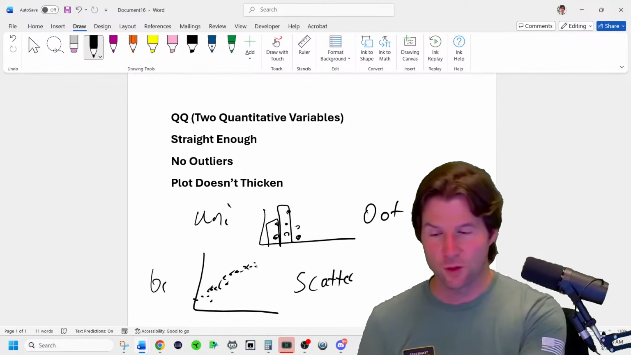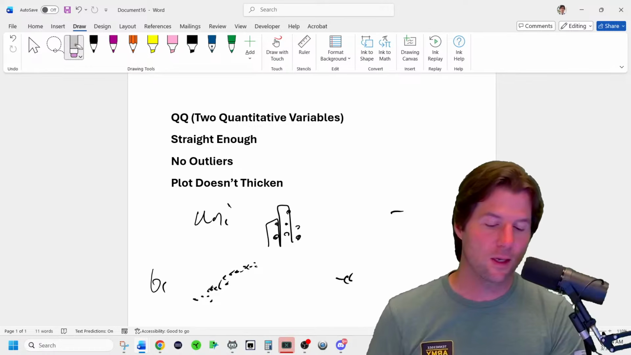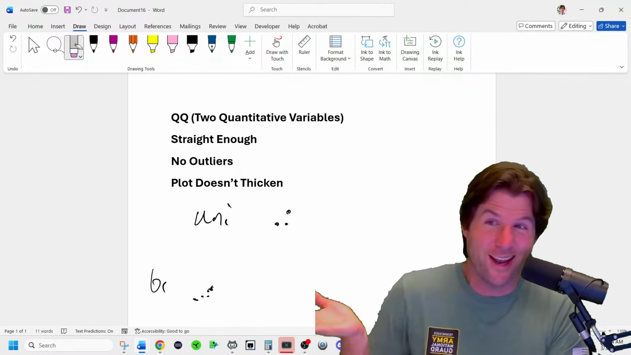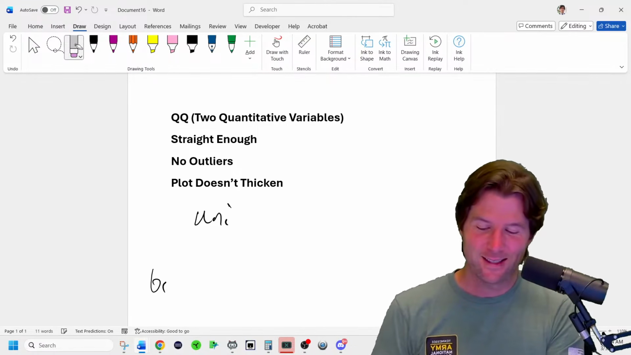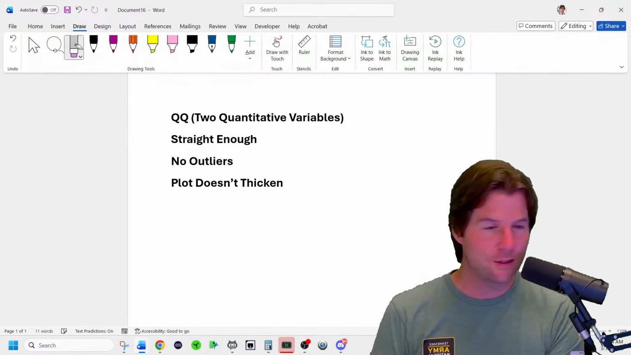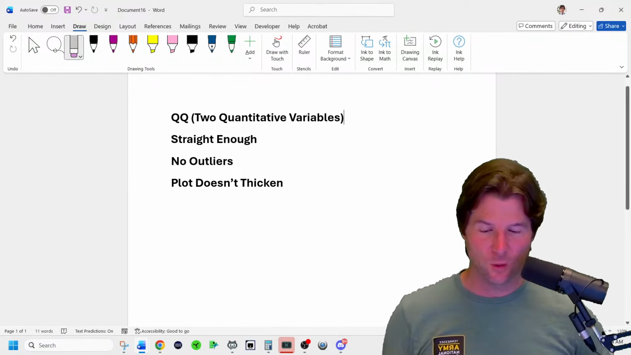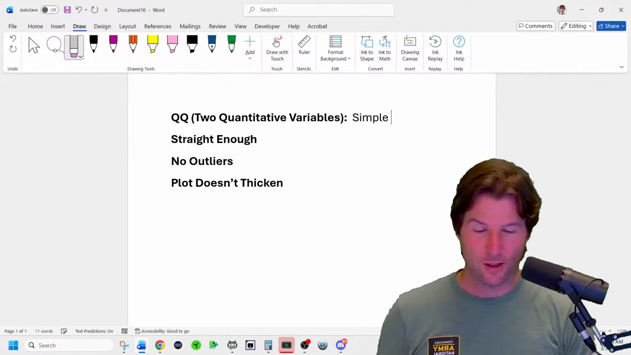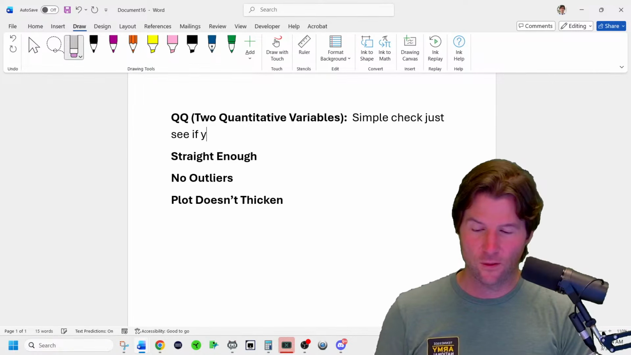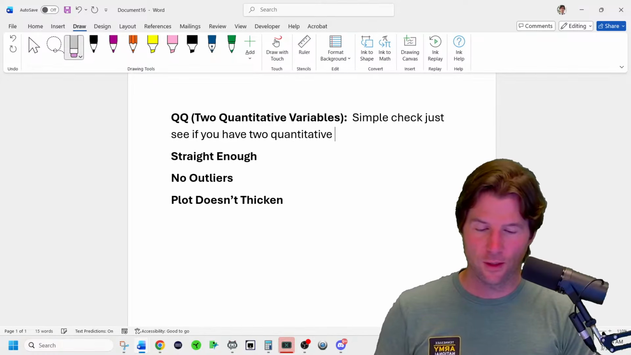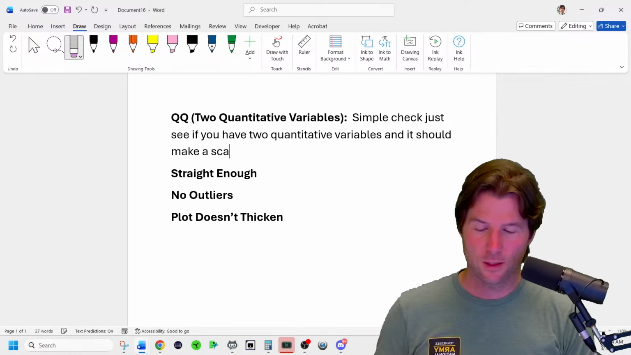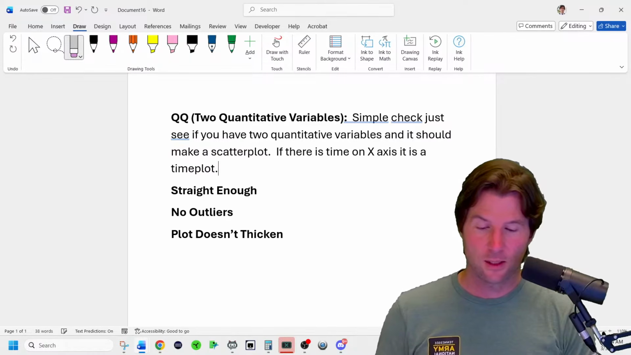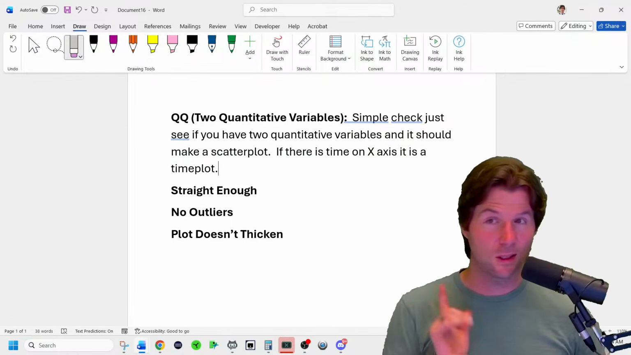So be very careful. 2 quantitative variables is easily satisfied by just, is it a scatter plot? Is it height, weight? Is it bake time and yumminess of cookies? So that is what we need for 2 quantitative variables. Simple to check. Just see if you have 2 quantitative variables, and it should make a scatter plot. If there is time on the x-axis, it is a time plot. So that's what 2 quantitative variables means, and that's how we check it.